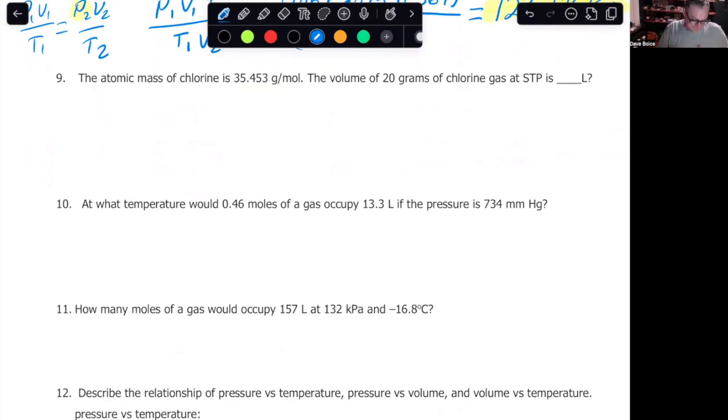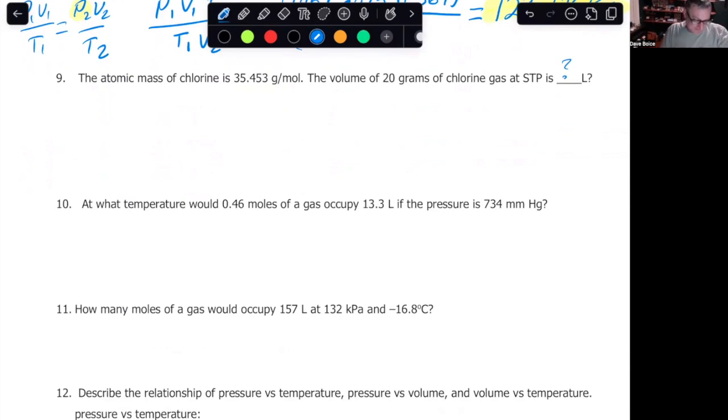Okay, 9. The atomic mass of chlorine is 35.453 grams per mole. The volume of 20 grams of chlorine gas at STP is how many liters? Okay, so this one's taking a bit of a step back. This one is still gas, but it's going more into stoichiometry. And this is something I've seen happen on questions, and it can be kind of confusing, which is why I put it in here.